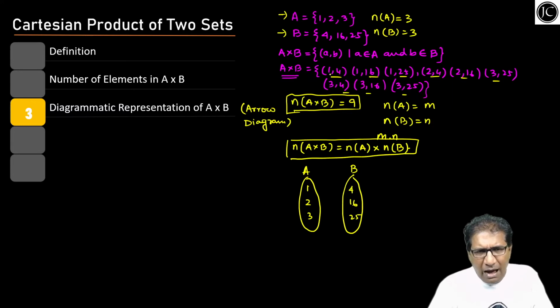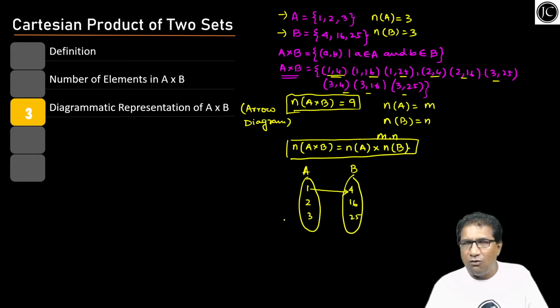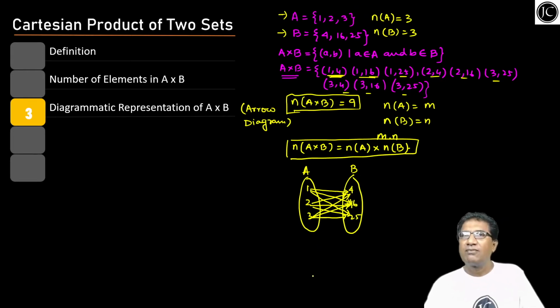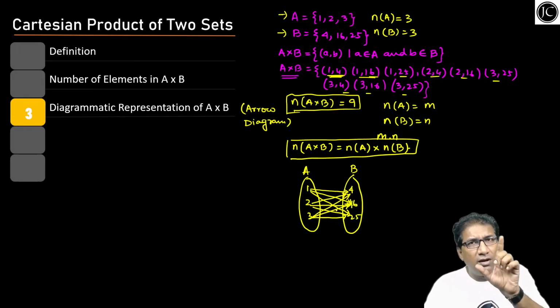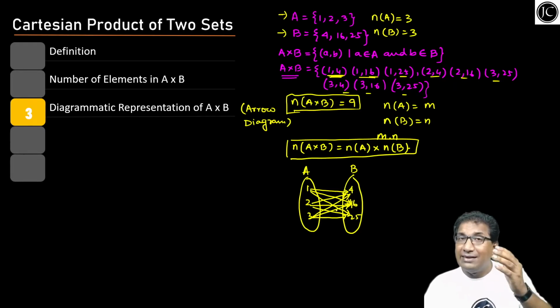Now what are we doing? Look, here we had (1, 4). So we say 1 is related to 4. How do we pronounce this? 1 is related to 4. Next, (1, 16) means 1 is related to 16. Similarly, 1 is related to 25. Then 2 is related to 4, 2 is related to 16, 2 is related to 25. 3 is related to 4, 3 is related to 16, and 3 is related to 25. Have you understood? So this is what is called your arrow diagram. This is how we diagrammatically represent A cross B. Did you understand or not?